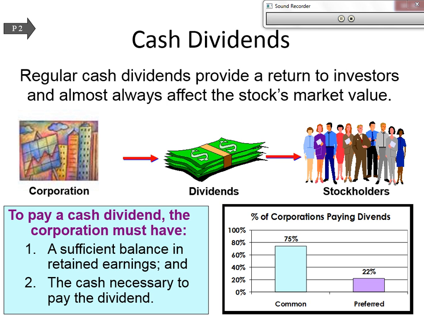Right, so that retained earnings balance can't be negative, because if it's negative, that means that they can't pay out dividends. That's one. Two, they have to have the cash necessary to pay the dividend. So what happens if you only have $5,000 in retained earnings? You may not want to pay out $5,000 because it's going to leave you with zero in retained earnings, right? But you cannot pay over what is in that account.